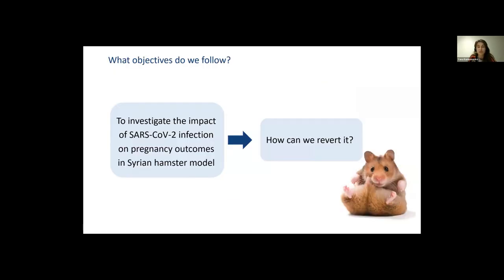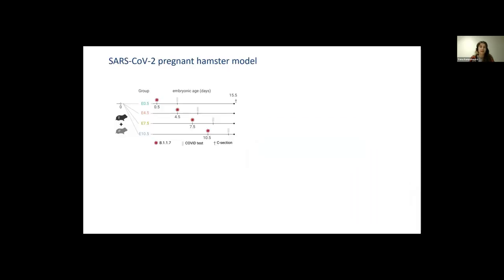So what objectives do we follow? We want to investigate the impact of COVID on pregnancy using the Syrian hamster model, and if there are any effects, what can we do about them? Why do we use these animals? I mean, they're really cute, but moreover, they are an easy model to handle. They're a small animal model, they are naturally susceptible to the virus, and they have a really short pregnancy of only 16 days.